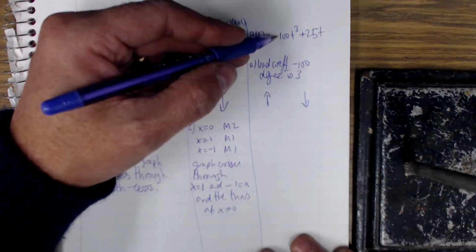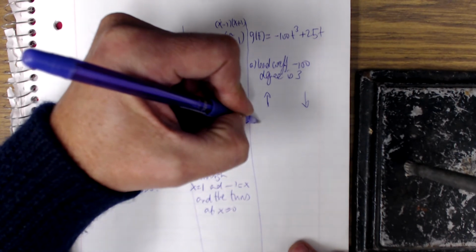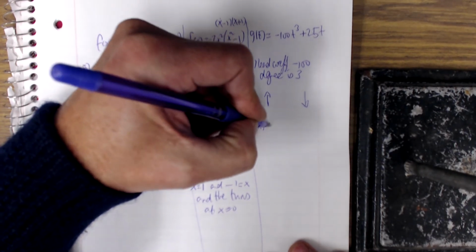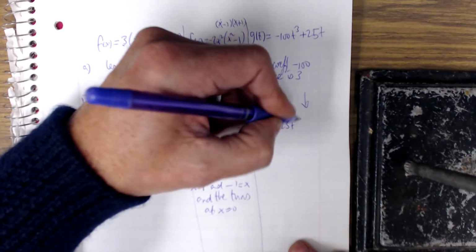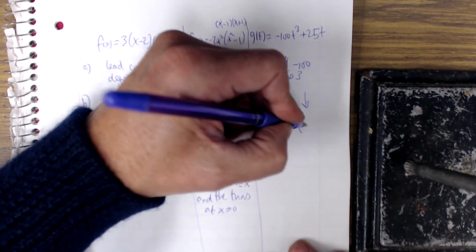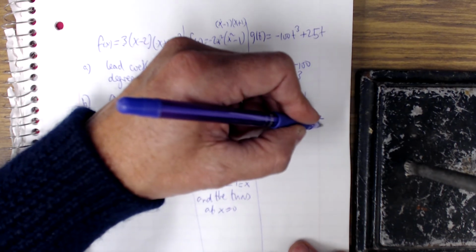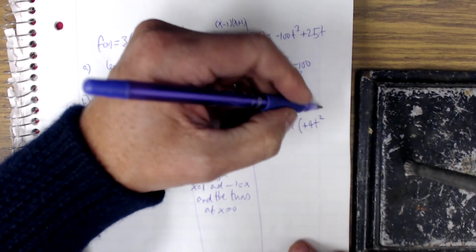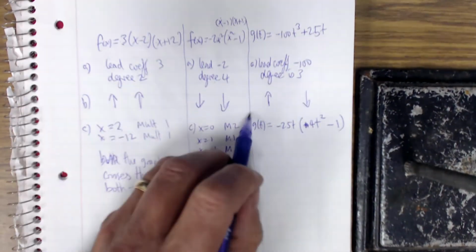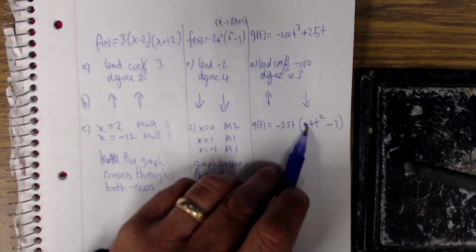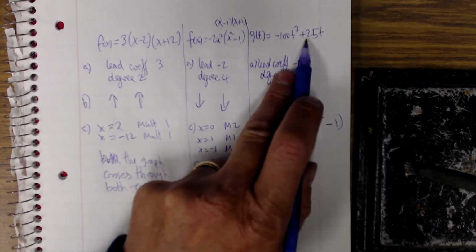First of all, let's factor out a common term here, before we can answer it. I know that negative 25t factors out of both of these. So negative 25t times 4t squared, sorry, plus 4t squared, I can't divide, minus 1. If I multiply this out, negative 25t times 4t squared is negative 100t cubed, and negative 25t times minus 1 is positive 25t.